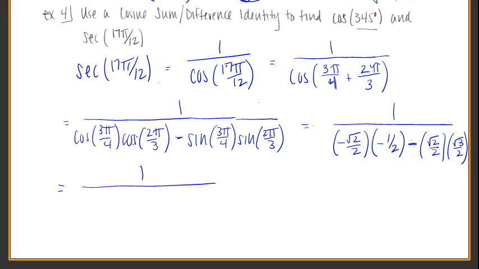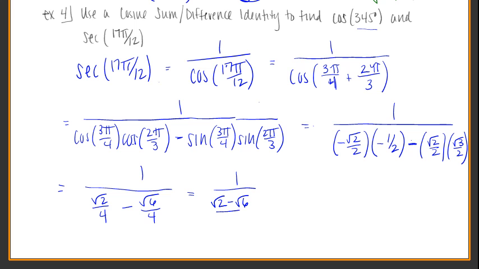Alright, so multiplying some of these together, you get a positive square root of 2 over 4 minus, looks like the square root of 6 over 4. So I don't need quite that much of the fraction bar. Write it like that. So I have 1 over the square root of 2 minus the square root of 6 over 4. And I'm taking 1 and dividing it by a fraction, so that's the same thing as saying 4 over the square root of 2 minus the square root of 6.